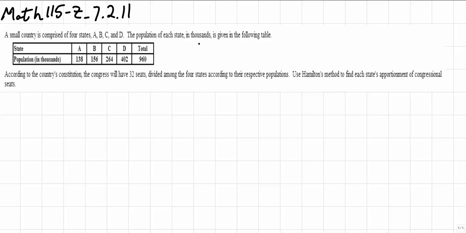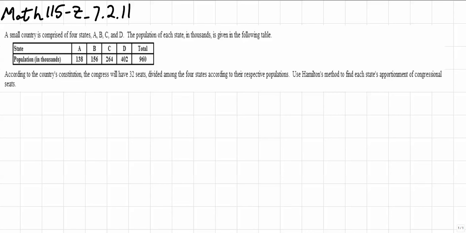A small country is comprised of 4 states, A, B, C, and D. The population of each state in thousands is given in the following table. State A, 138, State B, 156, State C, 264, State D, 402, total 960.